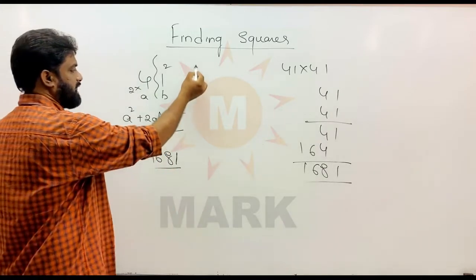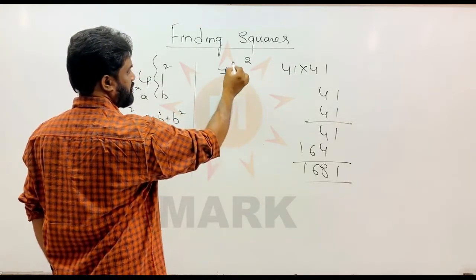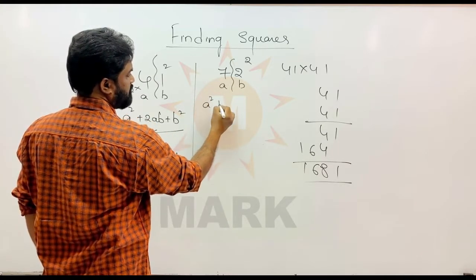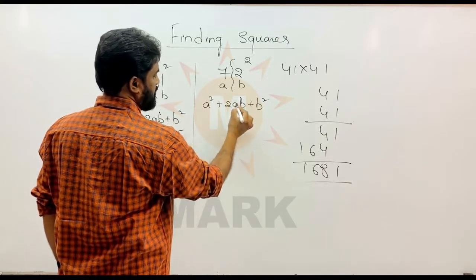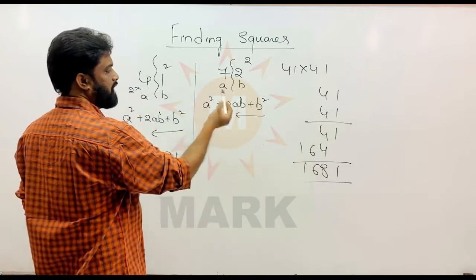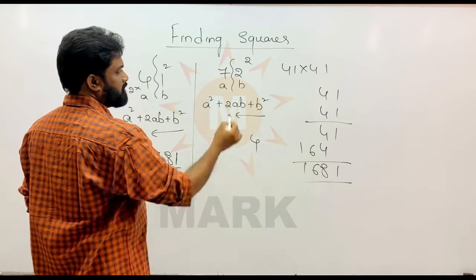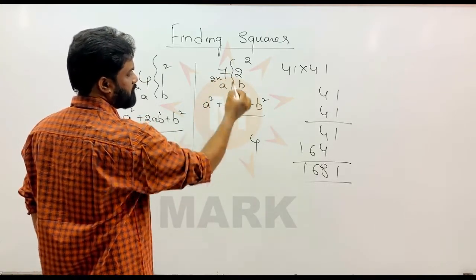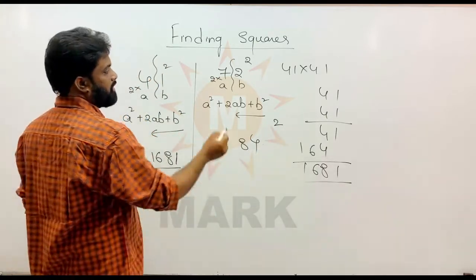Okay. Now using the same technique, I am going to find 72 whole square also. Take this number as a and this number as b. This is a square plus 2ab plus b square, and I am reading in the reverse order, that means b square plus 2ab plus a square. So b square means 2 square. What is 2 square? 4. What is 2ab? 2 into 7 into 2. 2 7s are 14, 14 2s are 28. 8 here, 2 carry forward.